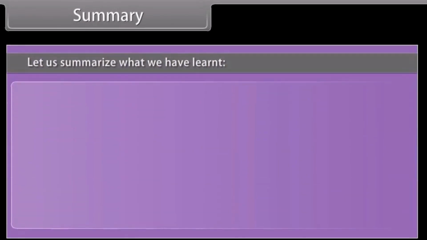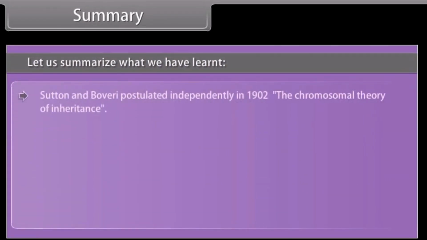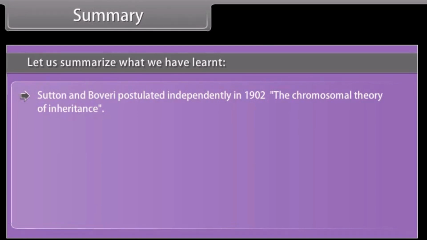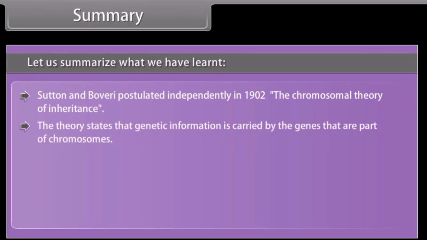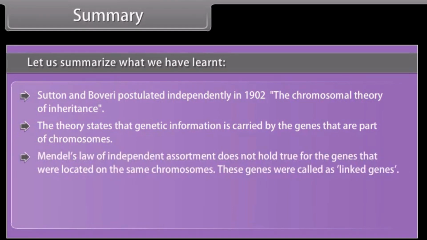Summary. Let us summarize what we have learned. Sutton and Boveri postulated independently in 1902 the chromosomal theory of inheritance. The theory states that genetic information is carried by the genes that are part of chromosomes. Mendel's law of independent assortment does not hold true for the genes that are located on the same chromosome. These genes are called linked genes.